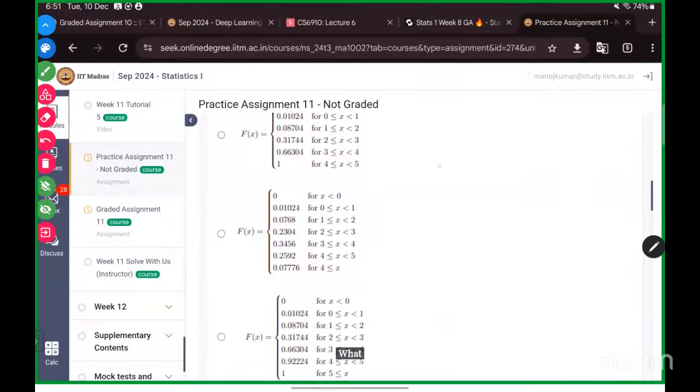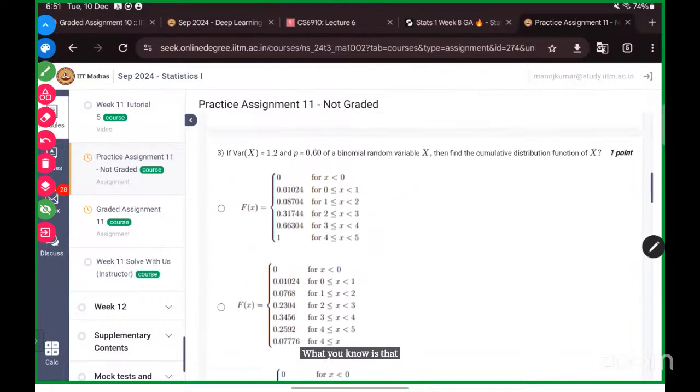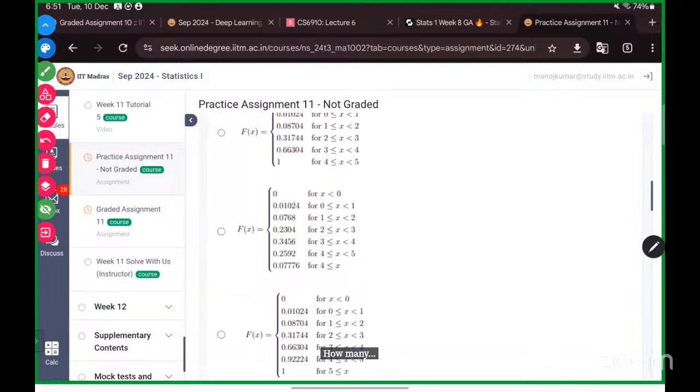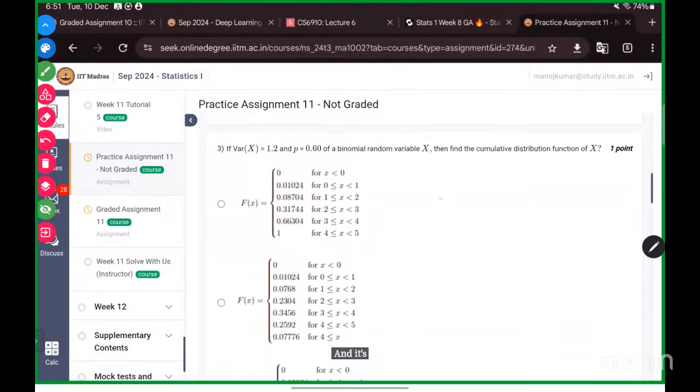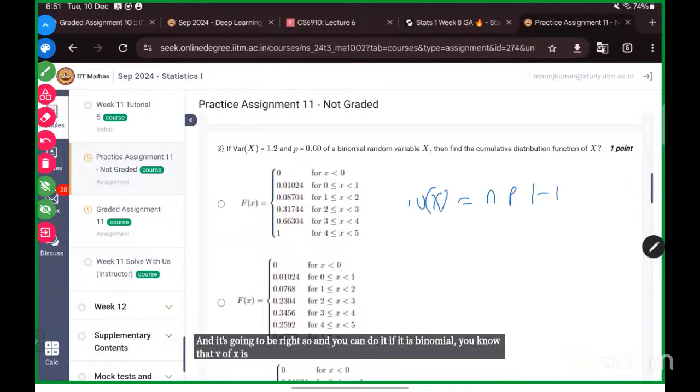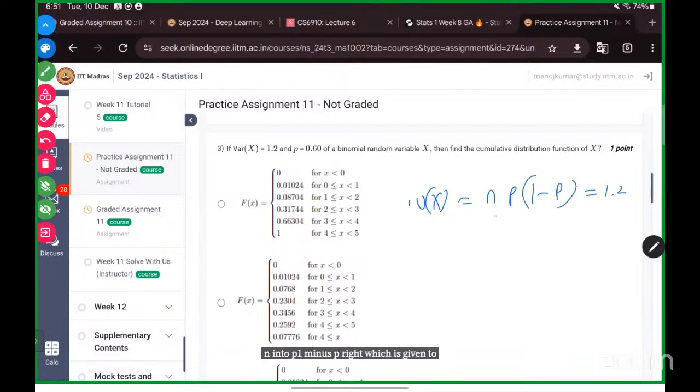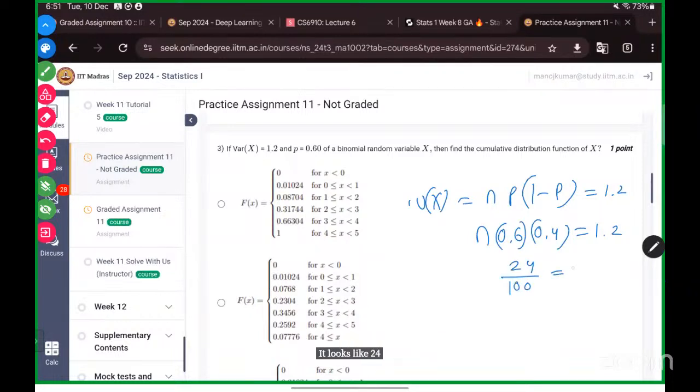What you know is that, how many. Oh yeah, I think you need to find what n is going to be, right? So n you can do if it is binomial. You know that V of x is n into p into 1 minus p, right? Which is given to us as 1.2, and p is 0.6. So 1 minus p is going to be 0.4, and from this you can find n. It looks like 24 by 100. Right. So n is going to be, this is 2, 10, 12 into 10 by 2.